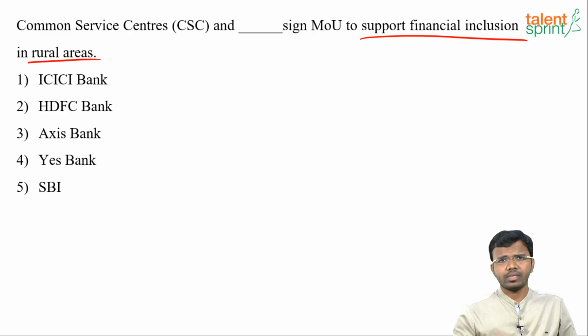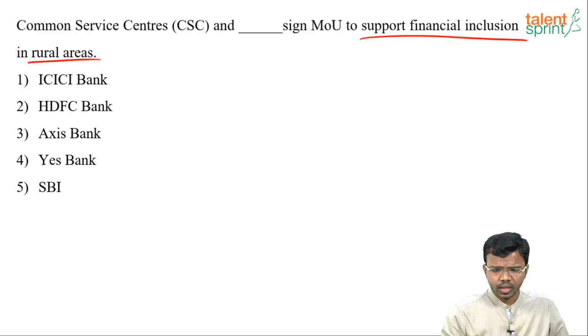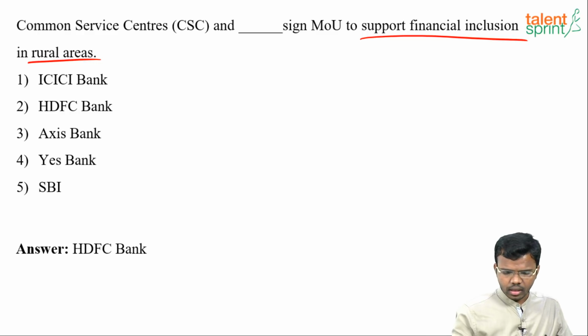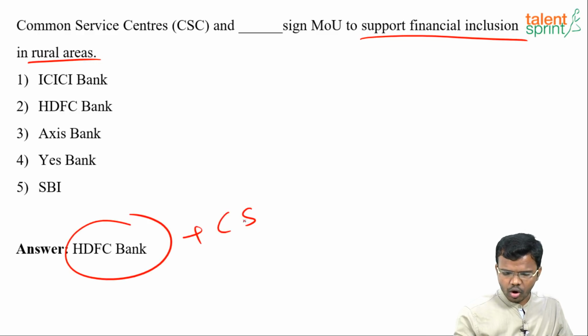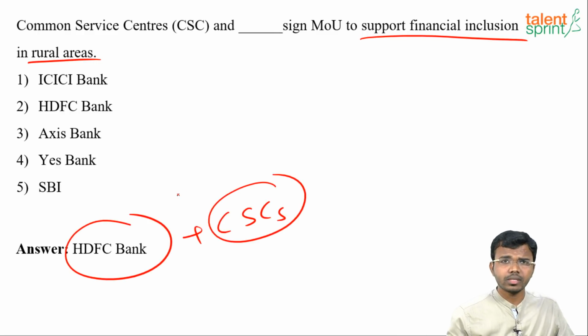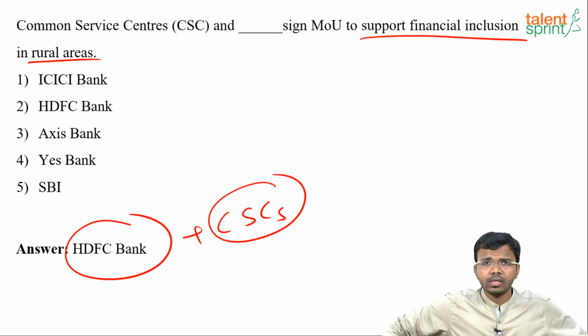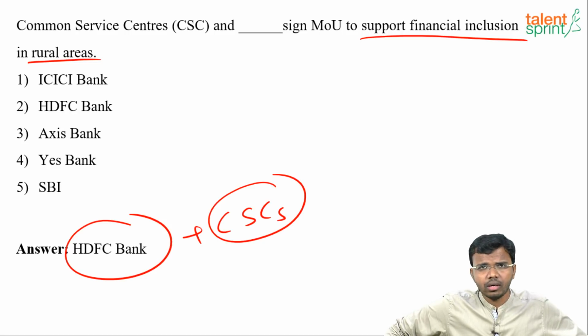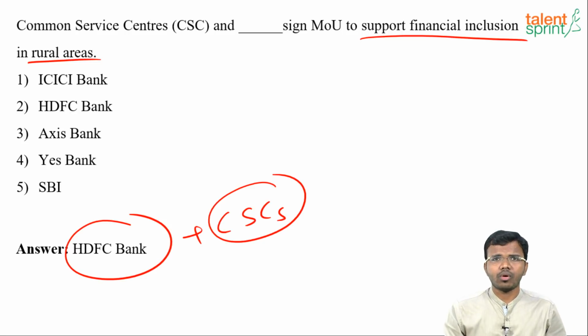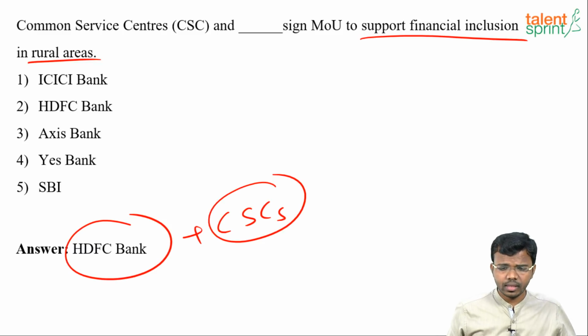Common Service Center and which of the following have signed an MOU to support financial inclusion in rural areas? I think this we have discussed in the current affairs also. So it was signed between HDFC Bank and Common Service Centers. What do you mean by Common Service Centers? They offer internet facilities so that people can pay the bills. Okay, they can get the land documents, they can fill something in online. They can go to the Common Service Centers which are established by the state governments.